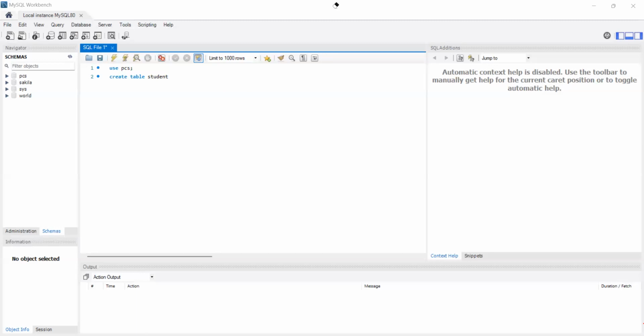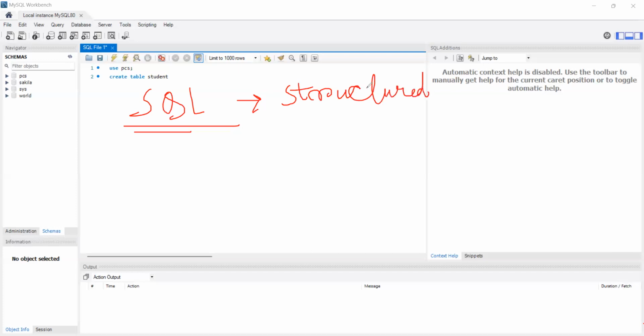Okay, not wasting any more time. Now, what is the full form? Structured Query Language. Those who don't know, please write it down: Structured Query Language.